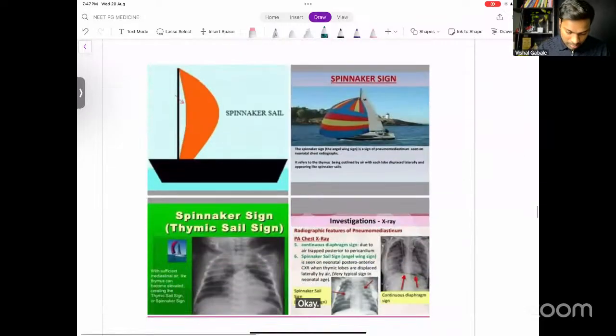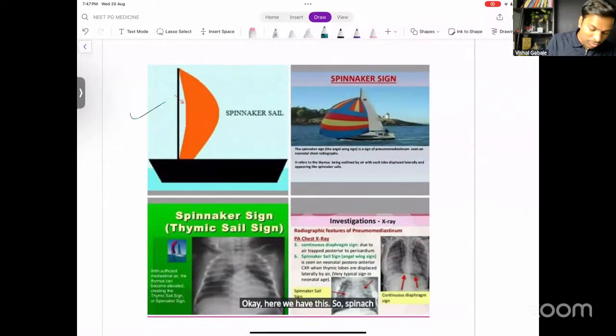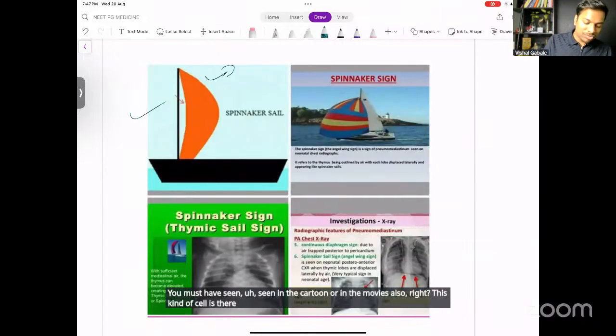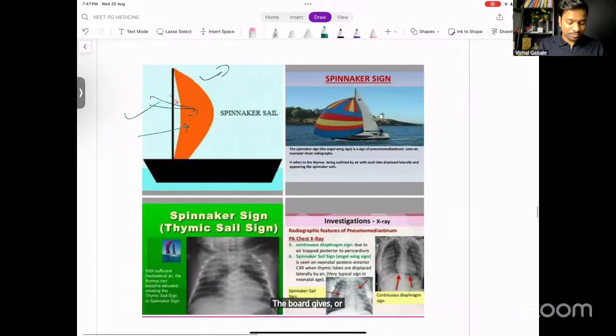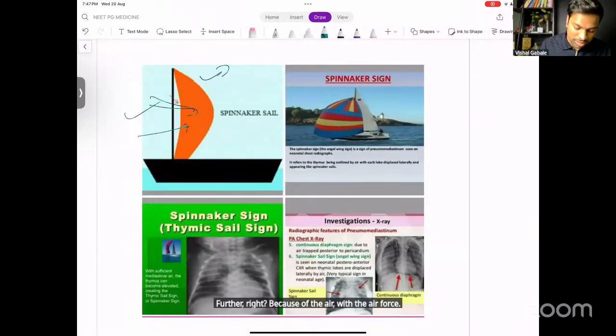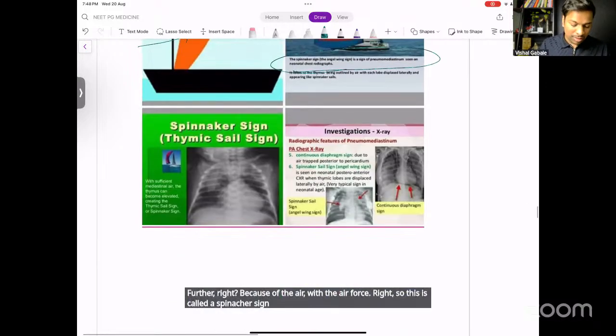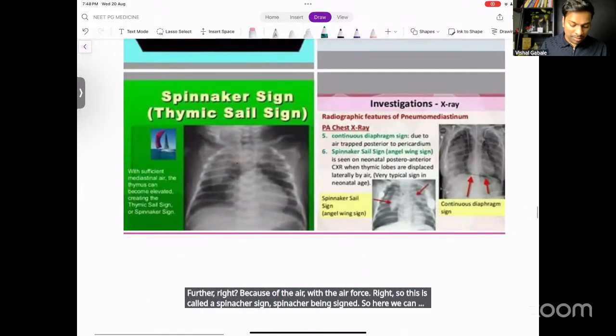Here we have this. So a spinnaker sail is like this. You must have seen it in cartoons or in movies, right? This kind of sail is there. With the help of the air, a small boat goes further, because of the air force. So this is called the spinnaker sign, spinnaker wing sign. Here we can see it appears like this. That gives that kind of appearance.